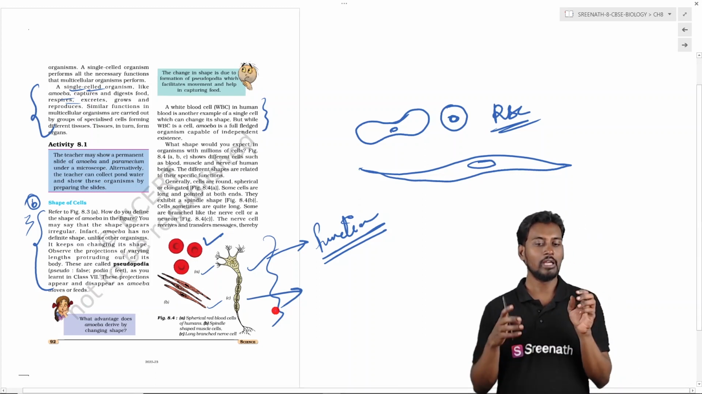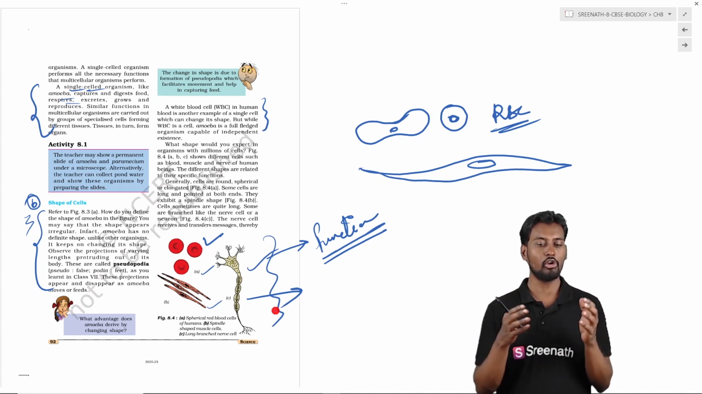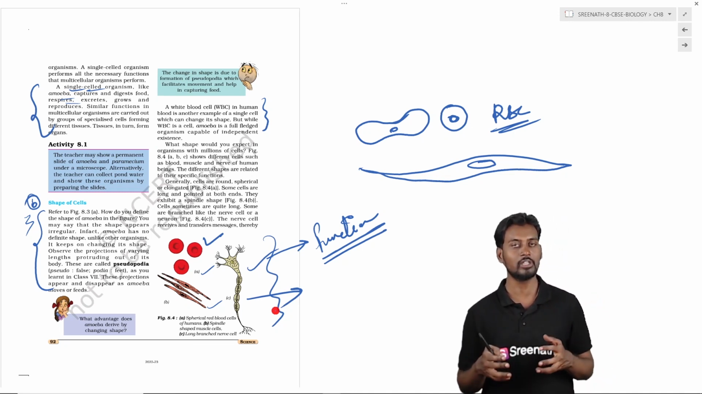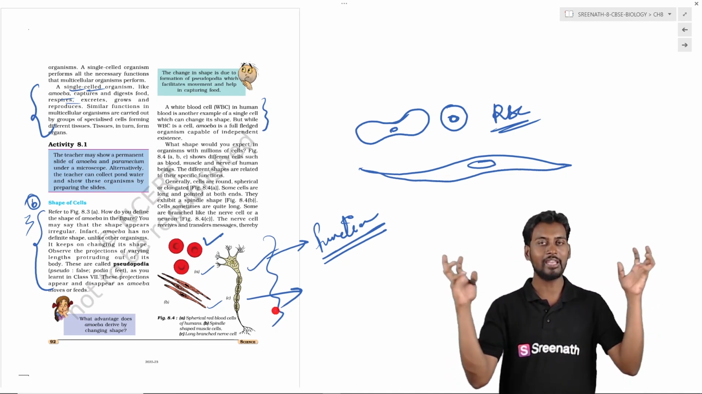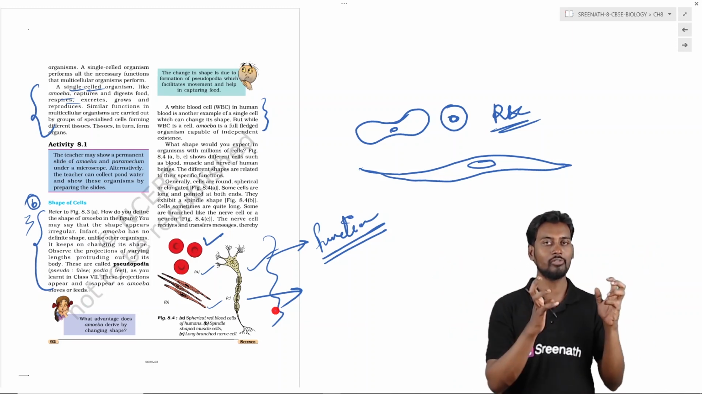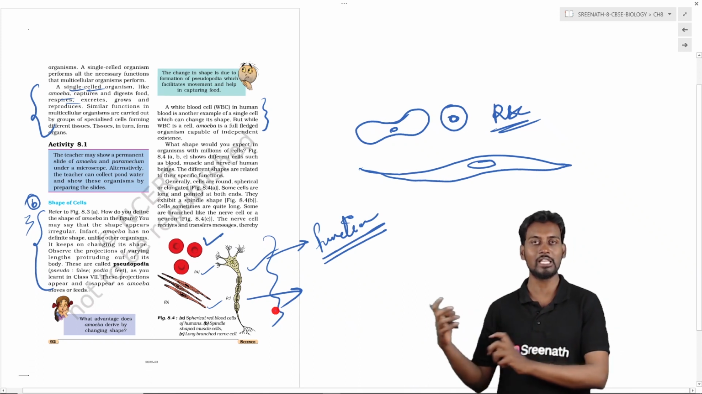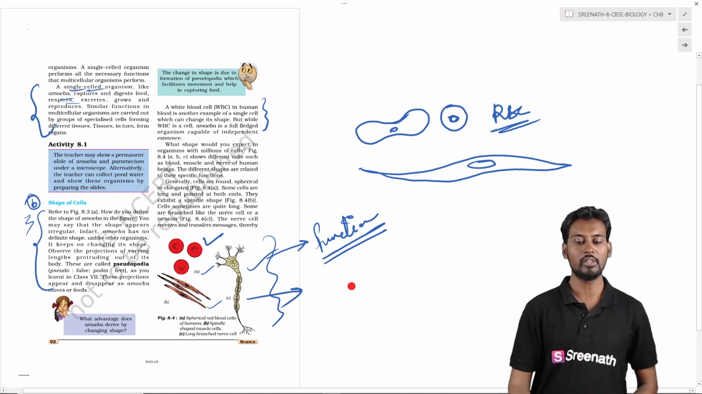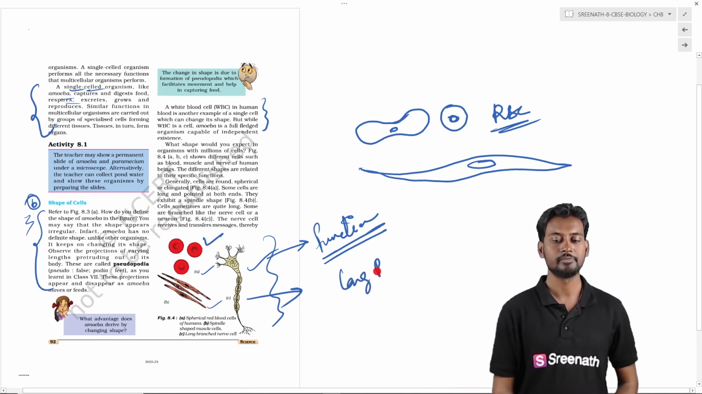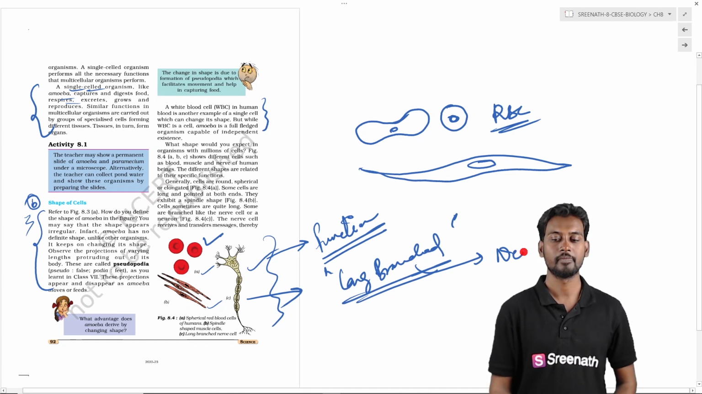And coming to the nerve cell, the nerve cell has this long and branched shape in order to carry the nerve impulse from the ending part of one cell, that is one part of the cell, to the other part of the cell. That is because of the long and branched nerve cell.